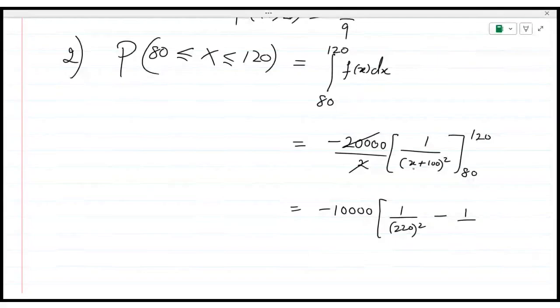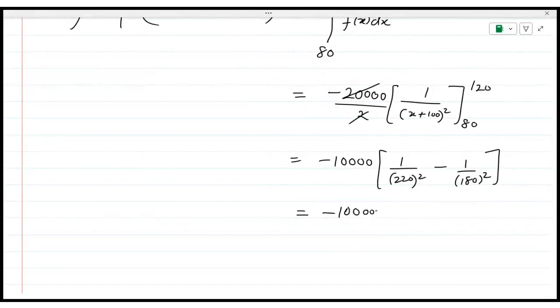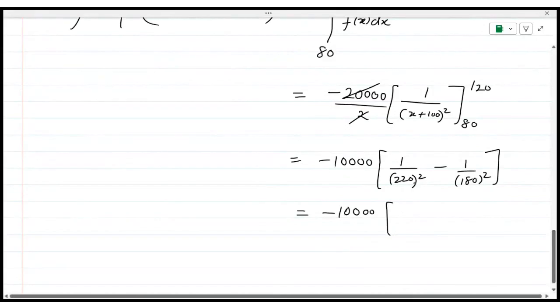So 80 plus 100, 180 power 2. Okay. So what we can do after this? So minus 10,000 as it is. Okay. So if you see carefully, you have here 10 square, right? So 10 square means 100.